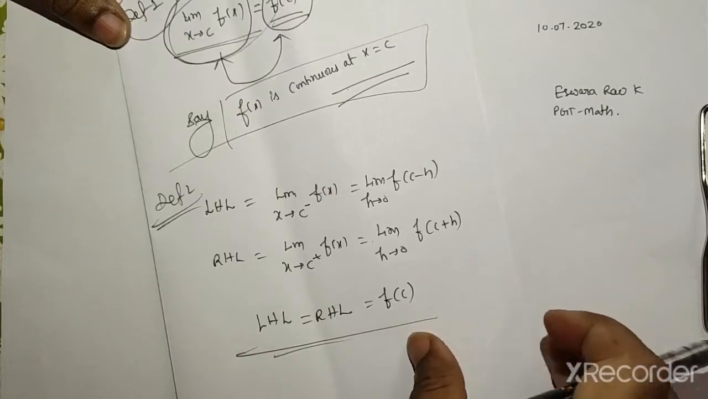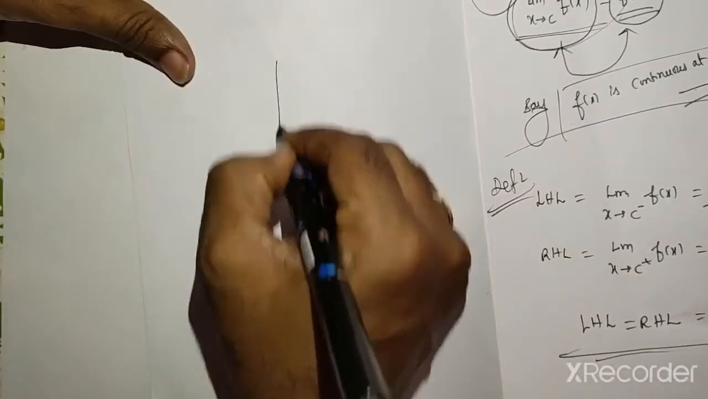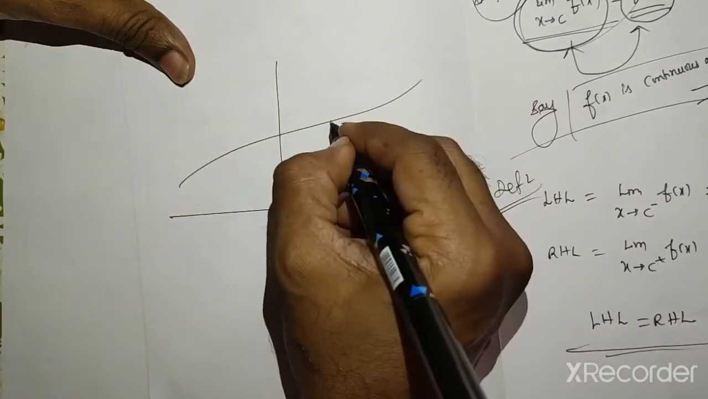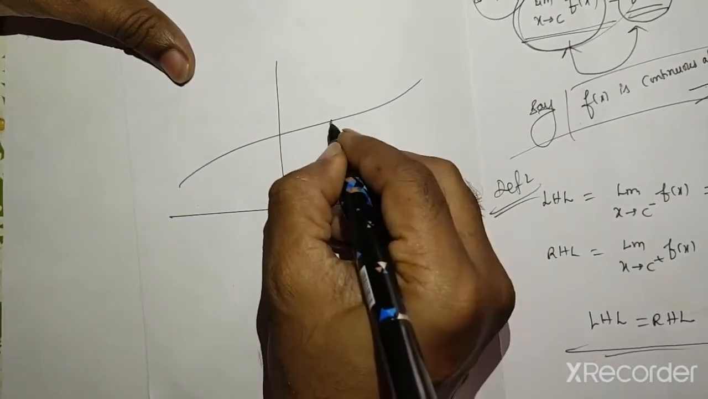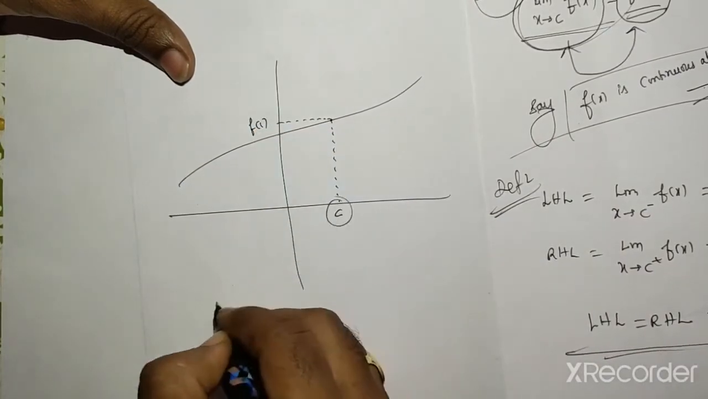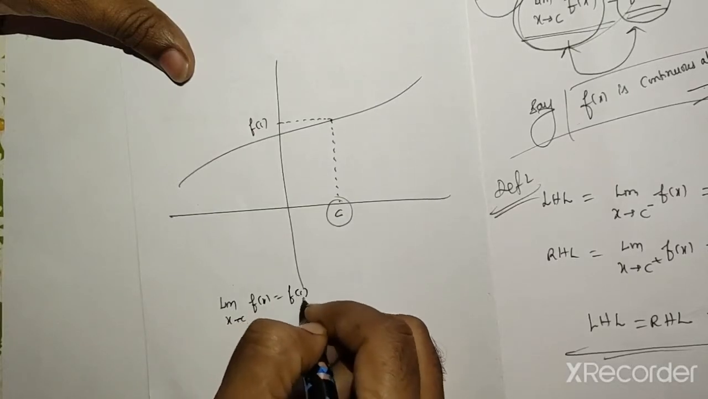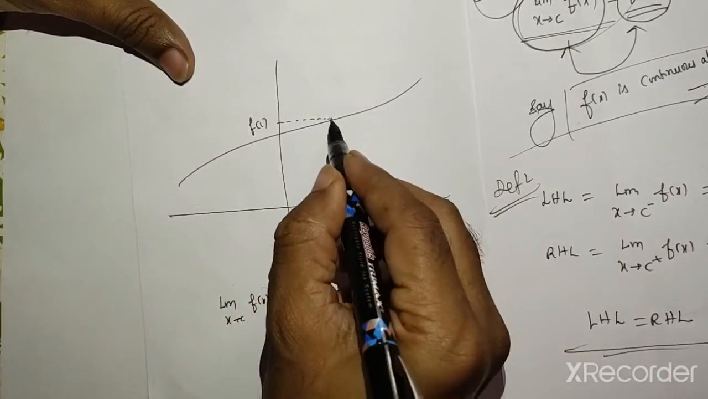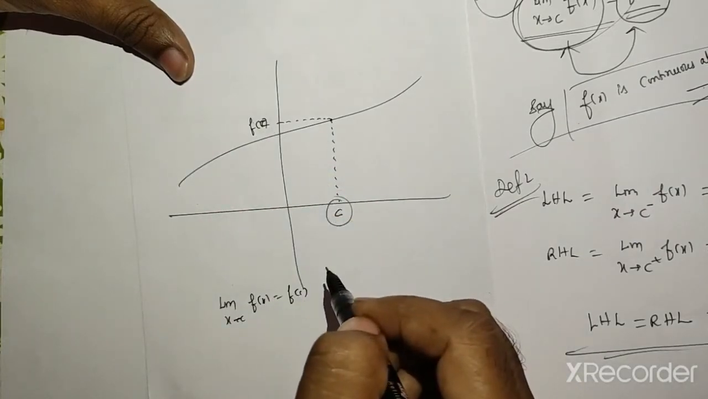Briefly, let me explain by taking the graph of this function. For example, at x is equal to c, this is the point c. The value of the function at x is equal to c is f of c. So the limit, limit x tends to c f of x, is equal to f of c. That means there is no break. The limit is the same, the value is also the same. Then the function is continuous.